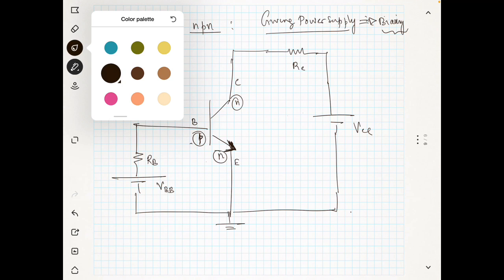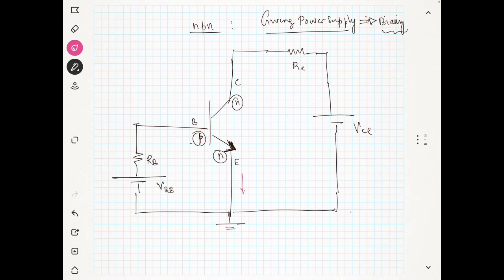Now I told you this current which is going outside from the emitter means the emitter is emitting the current, that's why it is known as the emitter. And this current is going inside, that means the collector is collecting the current, that's why it is known as the collector. And this is your base.